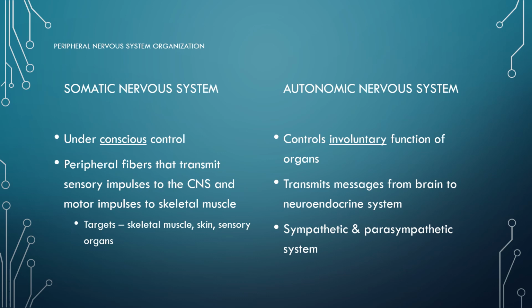etc. Your autonomic nervous system, that controls involuntary function of organs. For example, breathing, heartbeat, things that carry on without us, without our conscious control. Autonomic nervous system transmits messages from the brain to the neuroendocrine system. And those are the hormones involved, right? Sympathetic and parasympathetic systems.